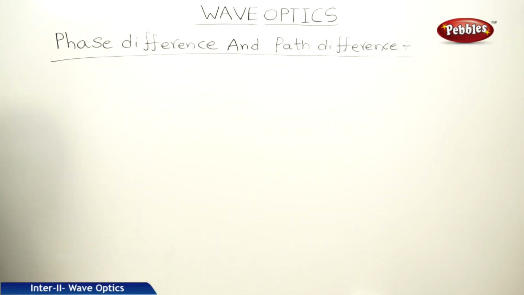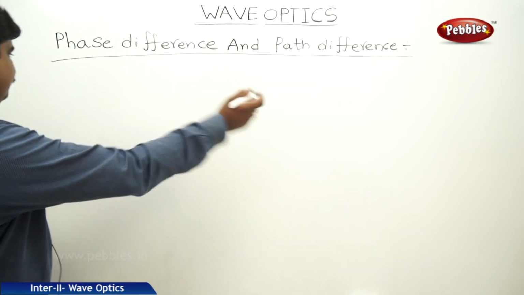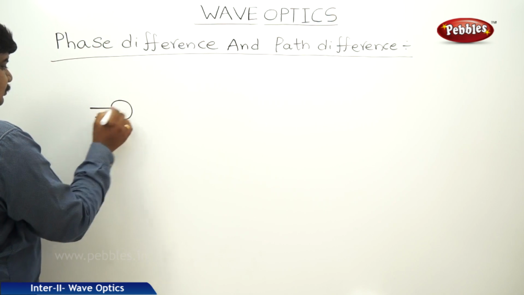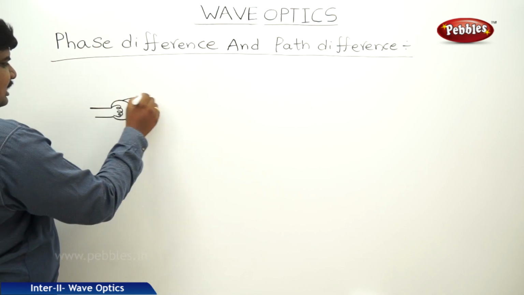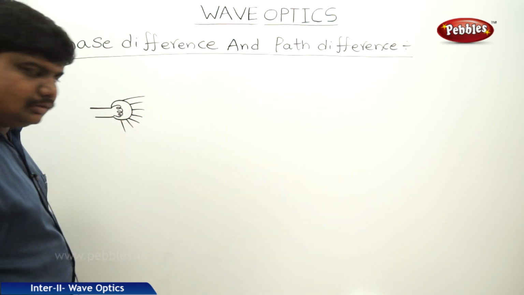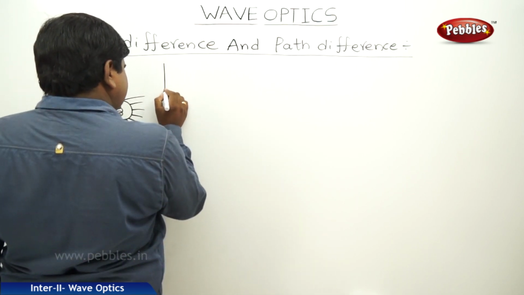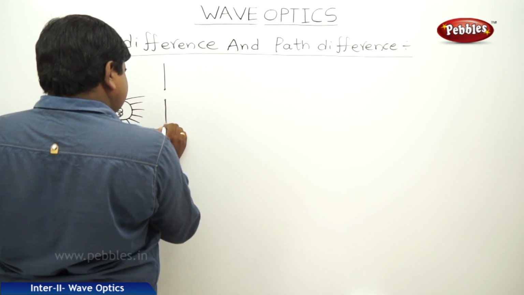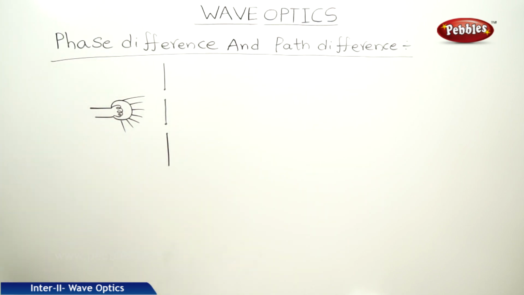The next concept is the relationship between phase difference and path difference. Take a light source, a filament light source or any other light source which emits light. Try to arrange a double slit in front of the light source.